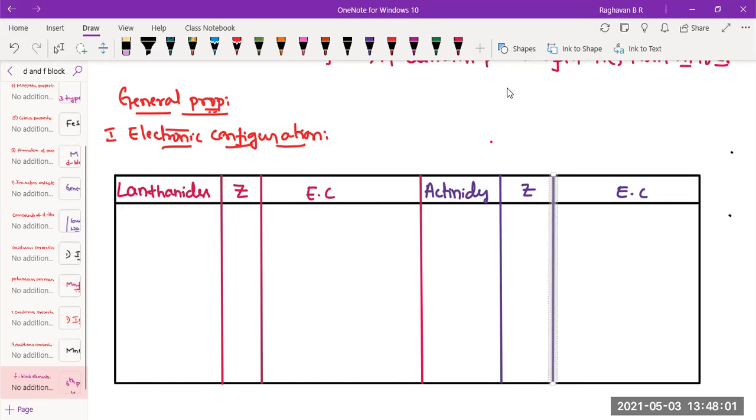Sir, won't we need another column for variable oxidation states? Here, so much variable oxidation state will not be seen. Just a couple of oxidation states which we need to generally remember for the entire series. That's why that column is not there. Okay. Yes, sir.